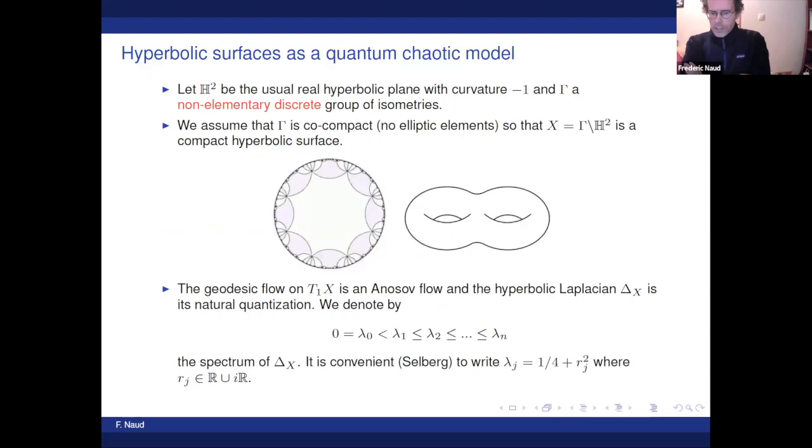Okay, so now let's talk about the Laplace spectrum, which is the simplest possible model of compact hyperbolic surfaces. So I'm taking a quotient of the hyperbolic space by a co-compact discrete group of isometries, and this is how it looks. This is the fundamental domain here in white and the genus 2 surface on the right. When you take the quotient, you have discrete Laplace spectrum. And I will write, as usual in hyperbolic geometry, the eigenvalues as 1/4 plus r_j squared. And r_j is either real or imaginary. Imaginary is when you have so-called small eigenvalues, which are below 1/4.